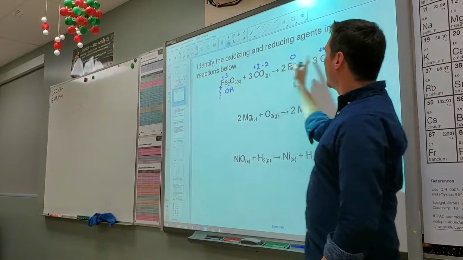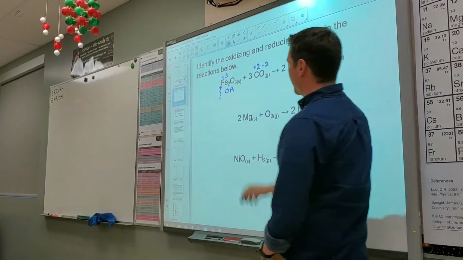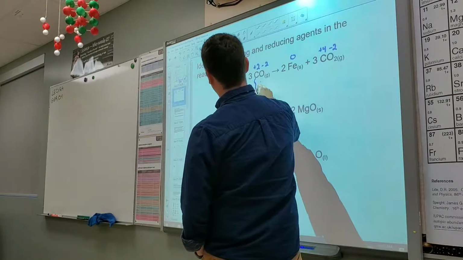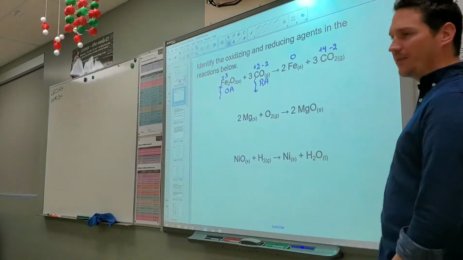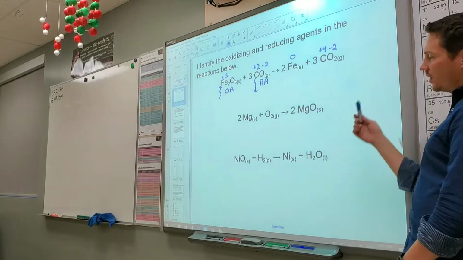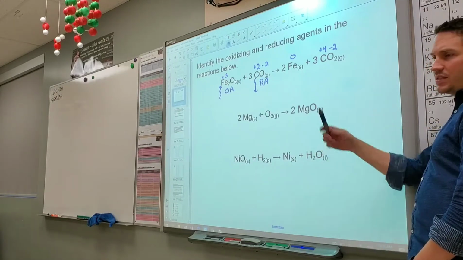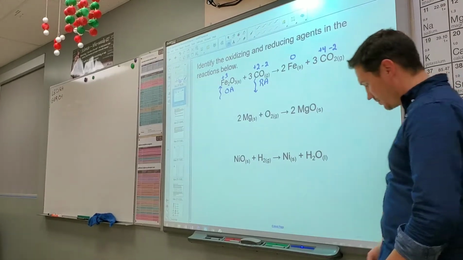So is it gaining or losing electrons? It's losing electrons, and that means it's the reducing agent. Are we okay with that? I would like you to figure out what the oxidizing and reducing agents in the next two are.